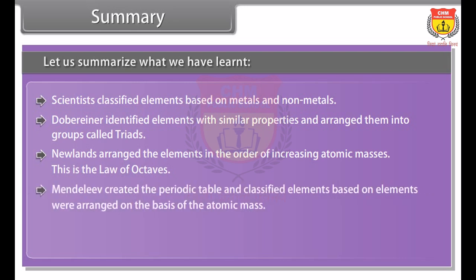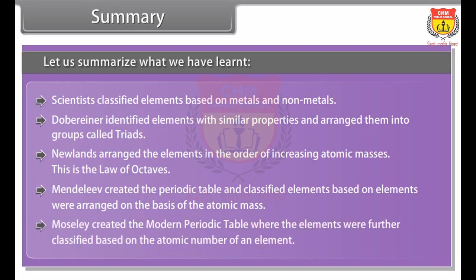Mendeleev created the periodic table, and elements were arranged on the basis of atomic mass. Moseley created the modern periodic table, where the elements were further classified based on the atomic number of an element.